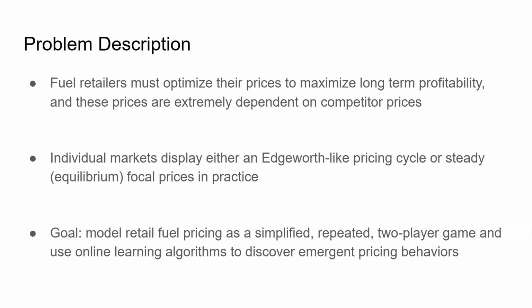And in practice, it's seen that individual markets display either an Edgeworth-like pricing cycle, where the prices steadily decrease over the course of a few days or weeks, and then they suddenly increase very quickly, which is initiated by one of the competitors, and then everyone else follows them. It's either that pricing behavior or a steady focal price, like an equilibrium type of thing, where they don't really change their prices unless wholesale cost increases.